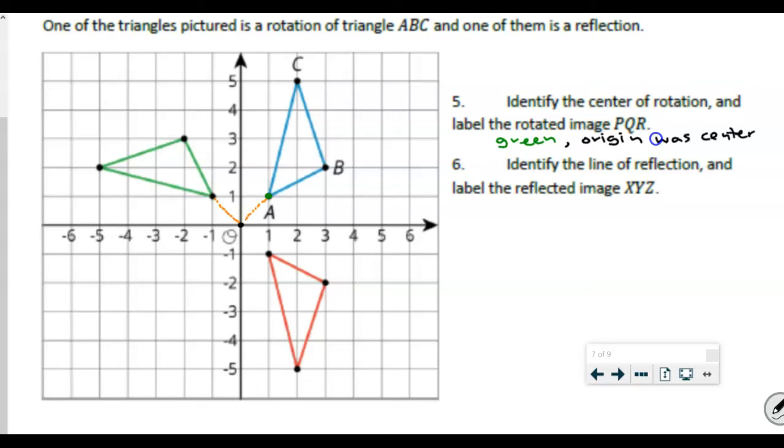And that leaves us with red being our reflection. What is the line of reflection then? What line was used to be the mirror? The x-axis was the line of reflection.